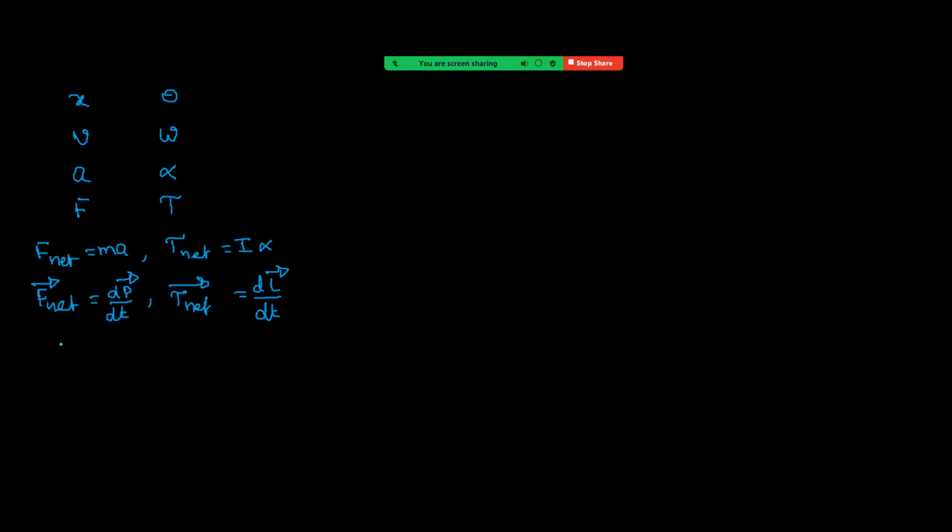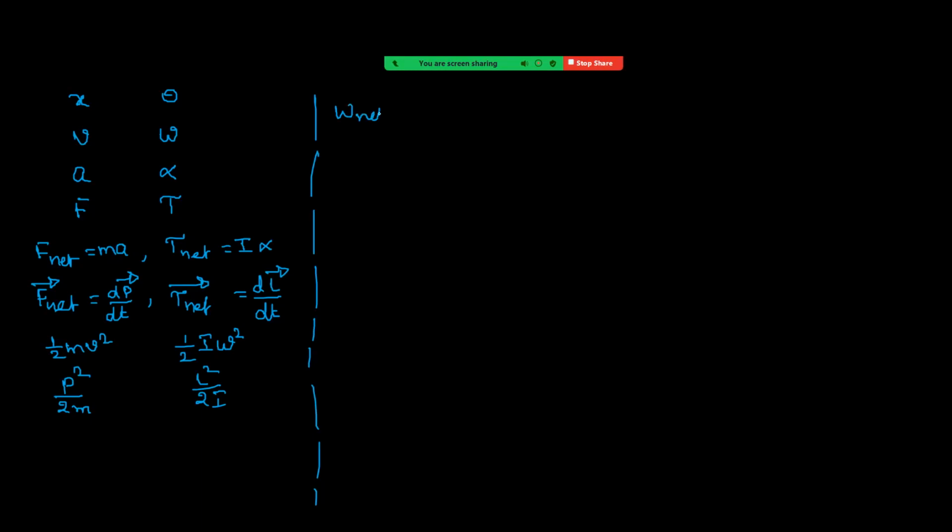Next, kinetic energy is half mv square, and this is half I omega square, right? Or the same thing in terms of momentum, p square by 2m. This is L square by 2I. Let's see kinetic energy. After that, we can take the work energy theorem.